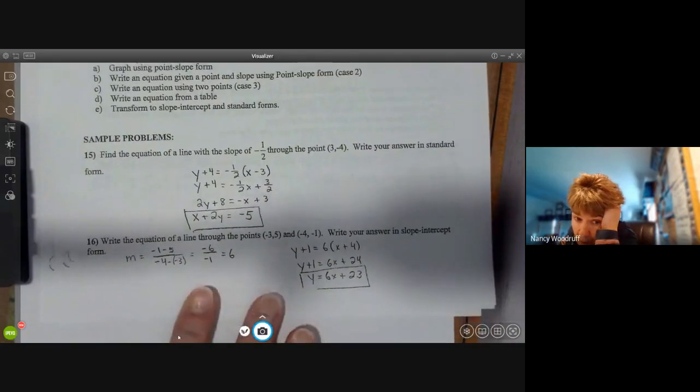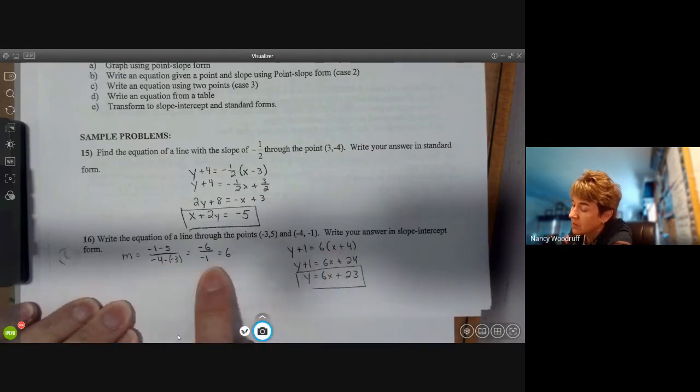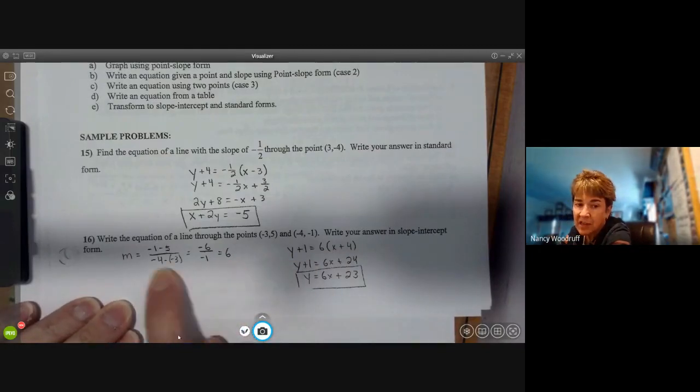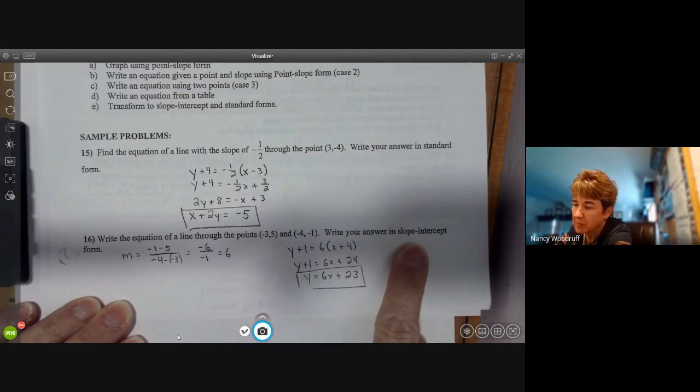All right, writing the equation, this is what I call a case 3 problem. So I had to calculate the slope first. Slope should be 6. Here is an example of how to get that. And then y minus the y equals slope times x minus the x, distributive property, subtract the 1, and there is my slope intercept.